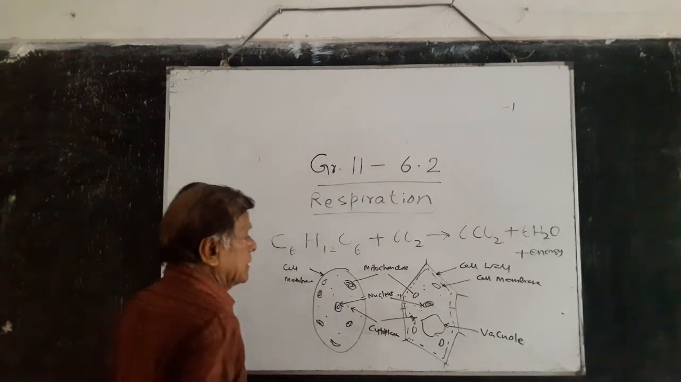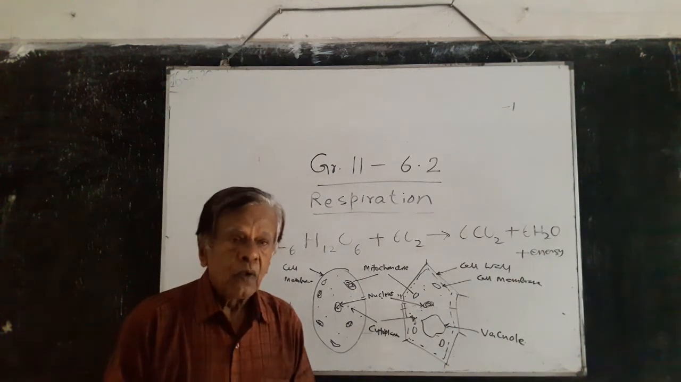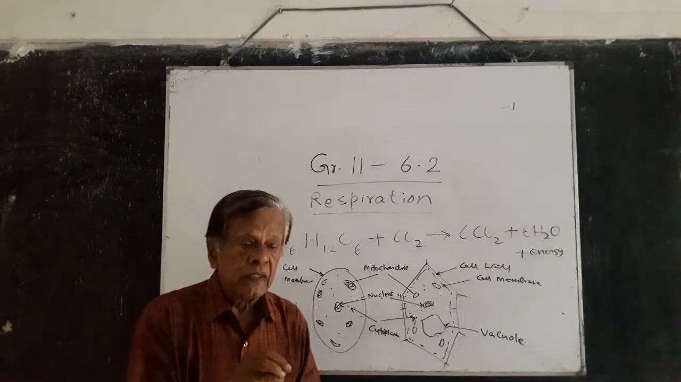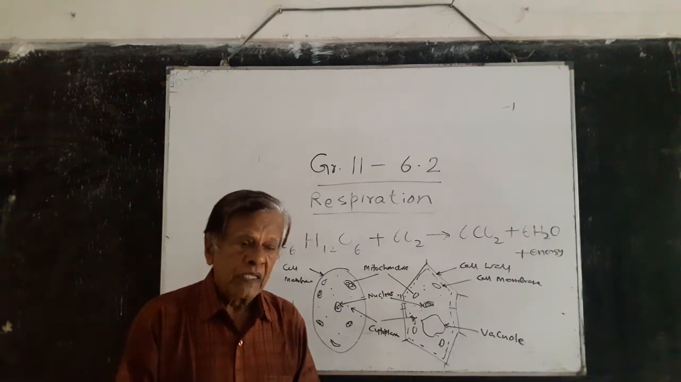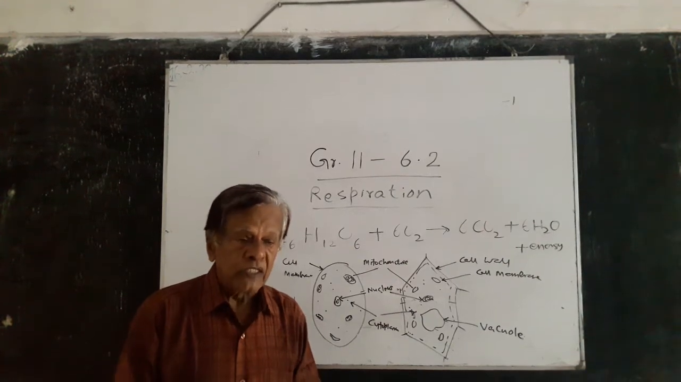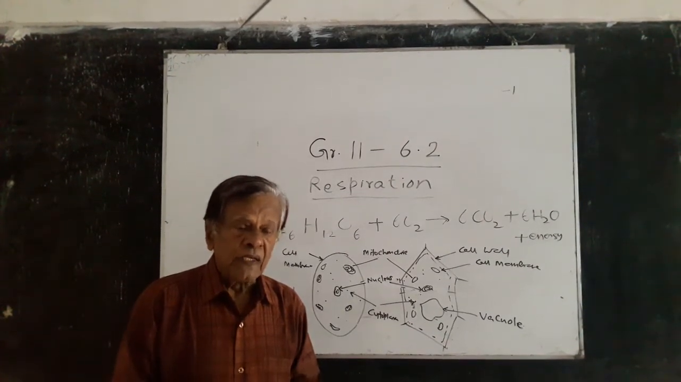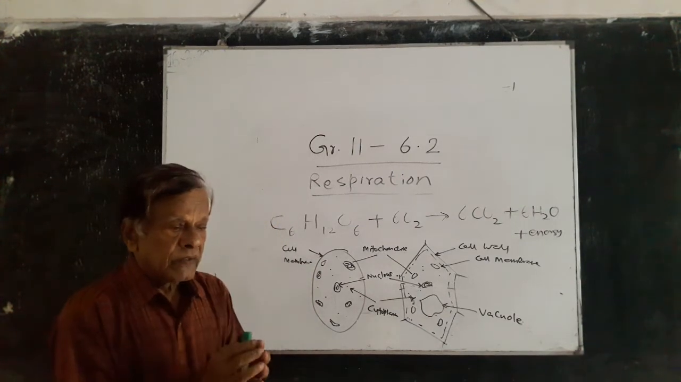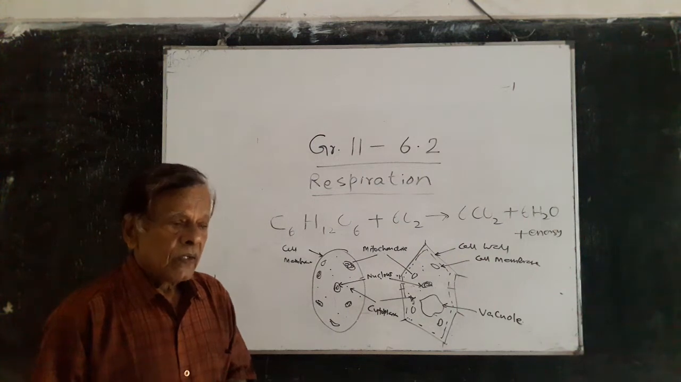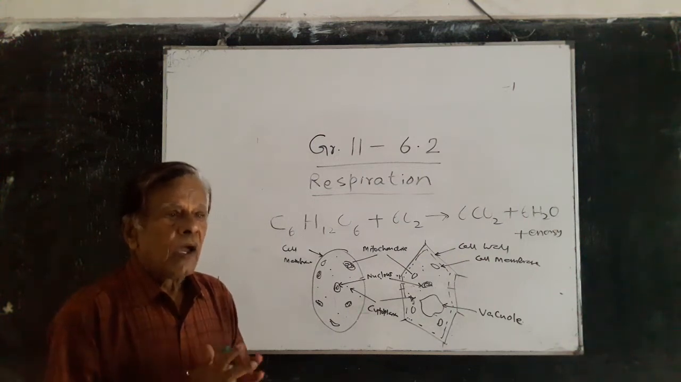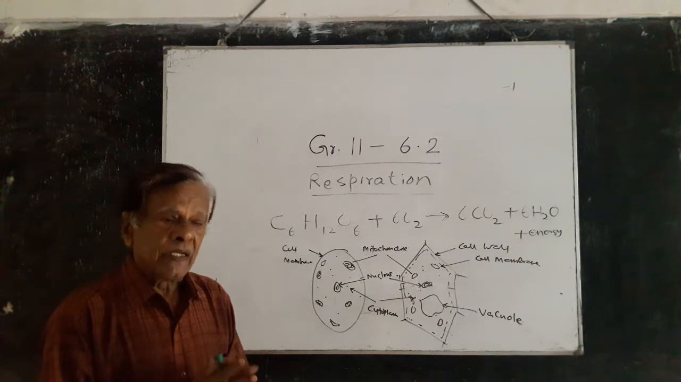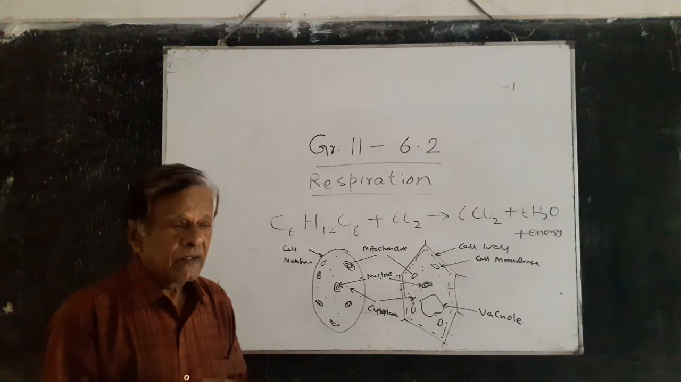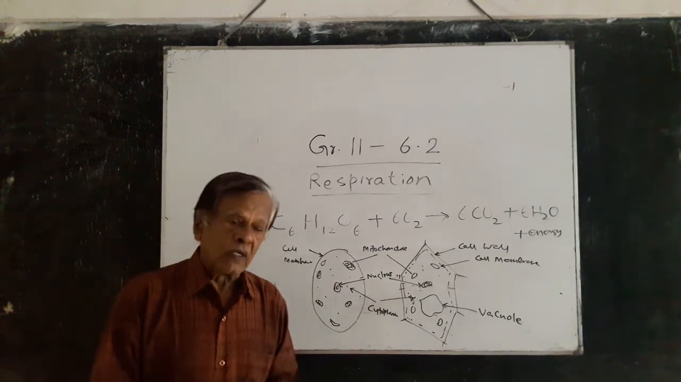Now, respiration is the process by which organisms get energy. You must have energy to do work. Plants and animals, all organisms need energy. All organisms get this energy from food. In food, you have stored chemical energy. This energy is released when this process occurs.